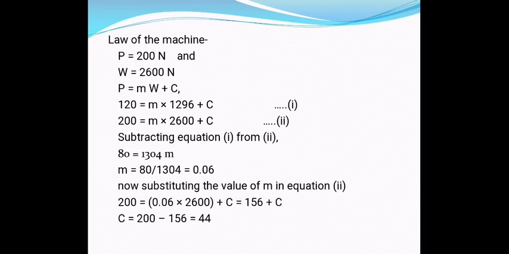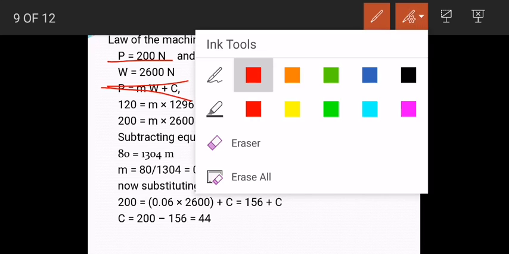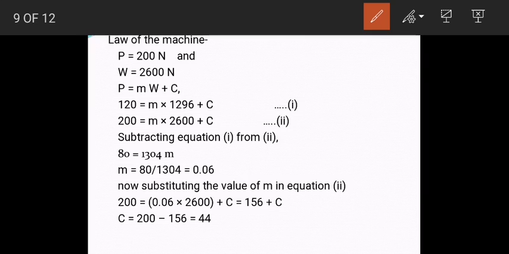So now what is the law of machine equation? P is equal to mW plus C. Here P is given 200 Newton, W is given 2600 Newton. So now we can put in the equation. One equation will be 120 is equal to M into 1296 plus C, and the other equation will be 200 is equal to M into 2600 plus C. So we have two equations and two unknowns.